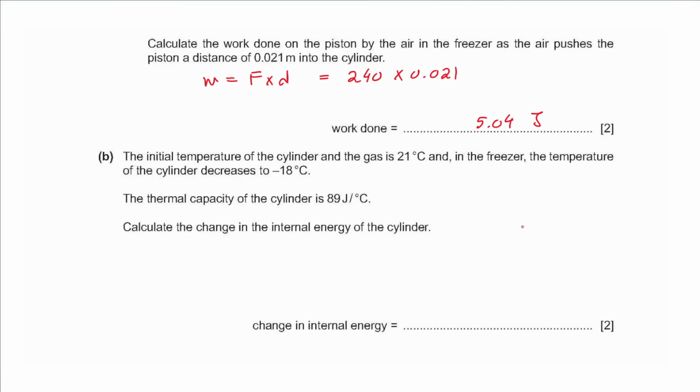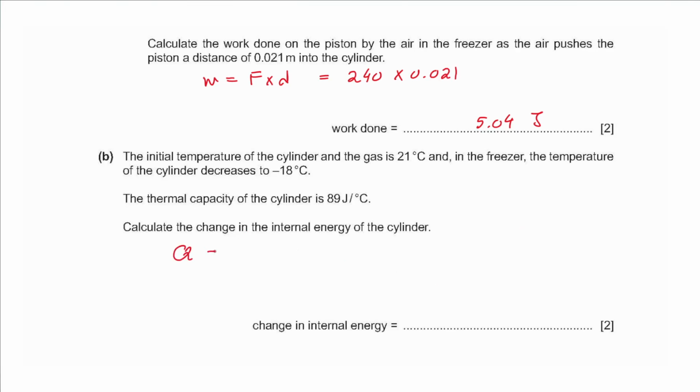Part C says the initial temperature of the cylinder and the gas is 21 degrees Celsius, and in the freezer the temperature of the cylinder decreases to negative 18 degrees Celsius. The thermal capacity of the cylinder is 89 joules per degree Celsius. Calculate the change in internal energy of the cylinder.